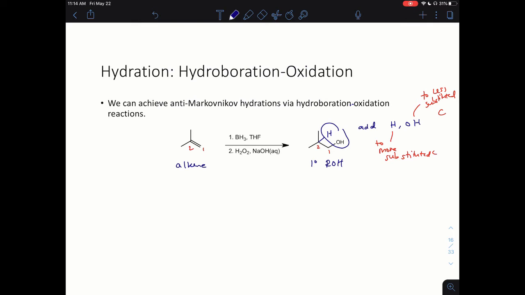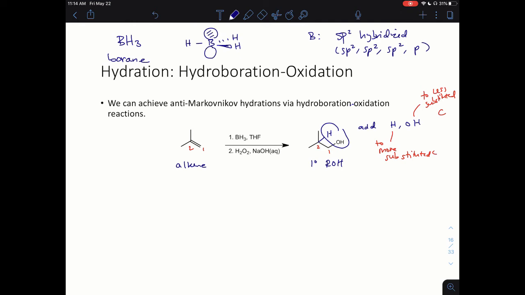BH3 is called borane. We can draw the Lewis structure for borane, and it would look like this. Boron is sp2 hybridized, meaning that it has 3 sp2 orbitals with which it makes sigma bonds, and a p orbital, and that p orbital is empty.